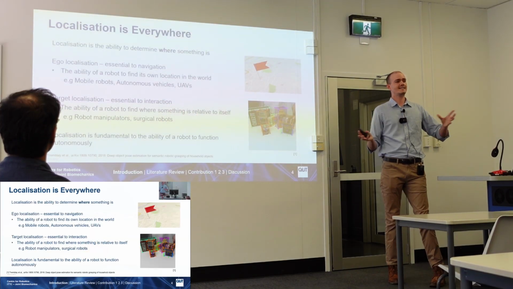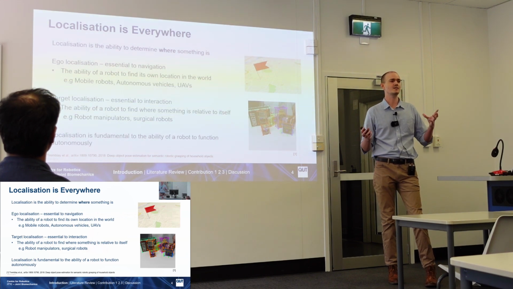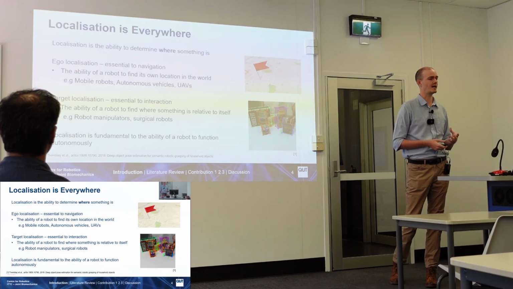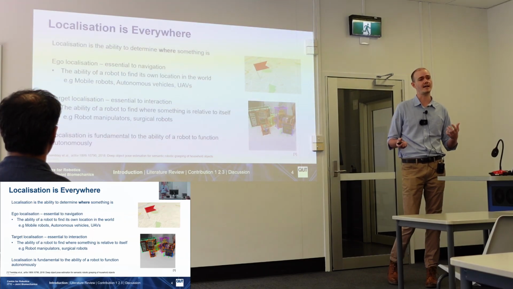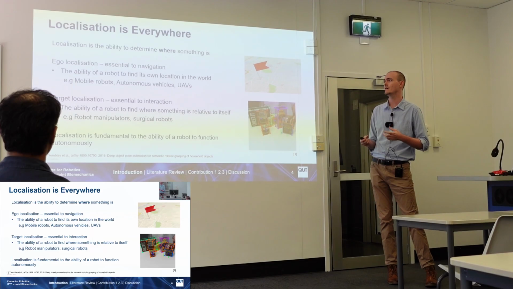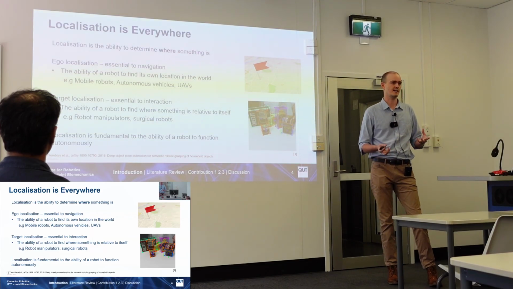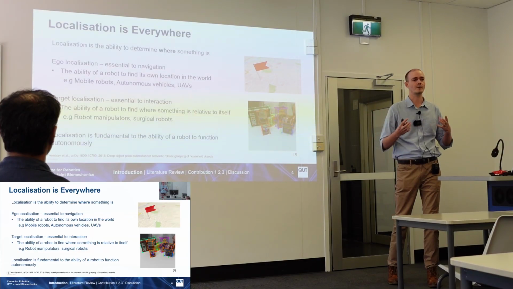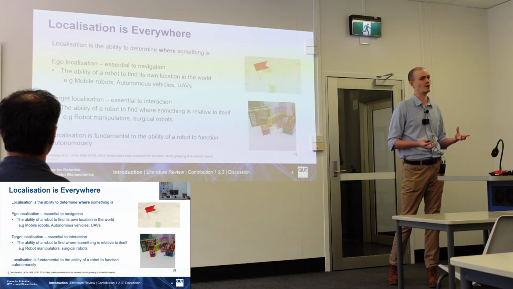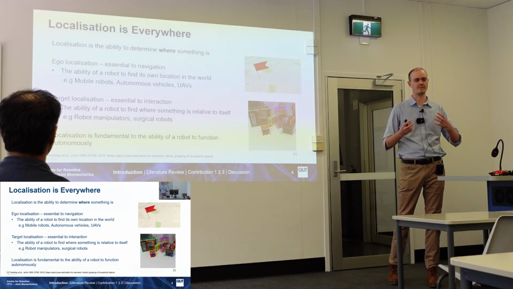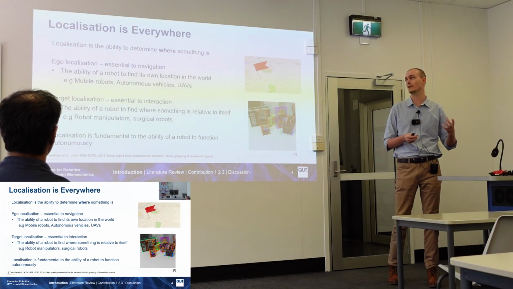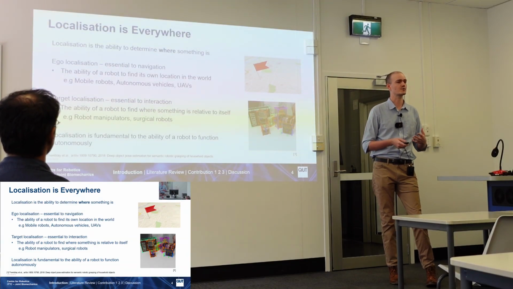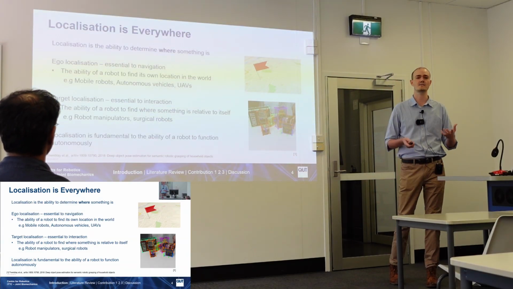So, localization is everywhere. Localization is the ability to determine where something is, and it's used by all of us in our day-to-day lives, and it's something that's really important to robotics. There's multiple types of localization. We have ego localization, which is the ability of a robot to find its location in the world. And this is really critical to being able to navigate from one place to another. And this is the sort of localization that's necessary for mobile robots, autonomous vehicles, and UAVs.